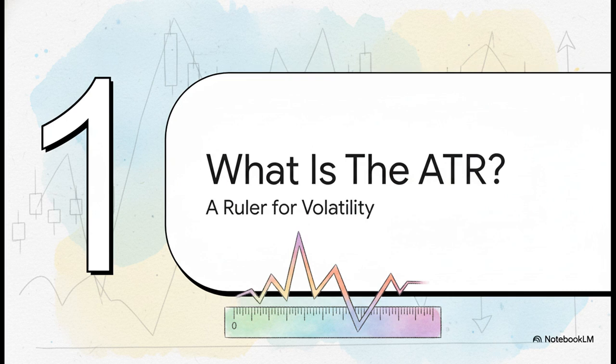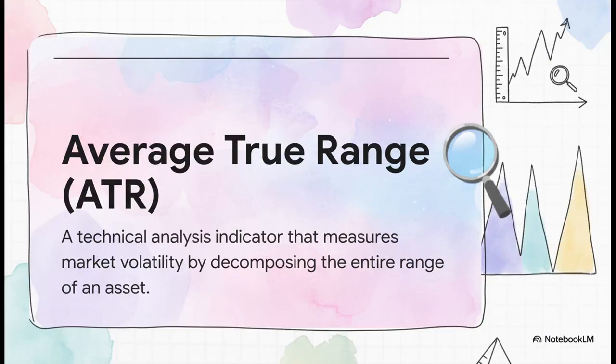So, let's meet the tool for the job. It's called the average true range, or just ATR for short. And you can pretty much think of it as a ruler for measuring that market mood we were just talking about. So what is this thing exactly? Well, the average true range, or ATR, is a technical indicator that does one thing really well. It measures market volatility. It was actually developed way back in 1978 by a market legend named J. Wells Wilder Jr., and believe me, it has been a fundamental part of a trader's toolkit ever since.